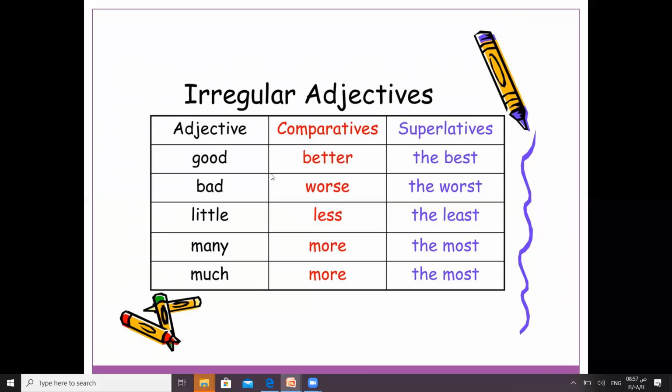Bad, worse, the worst. Little, less and least. Many, more, most. Much, more, most. But this is the most common word that we are using, good and bad. You have to remember that good, better, best, and bad, worse, worst. Okay, class? So these are the irregular adjectives.